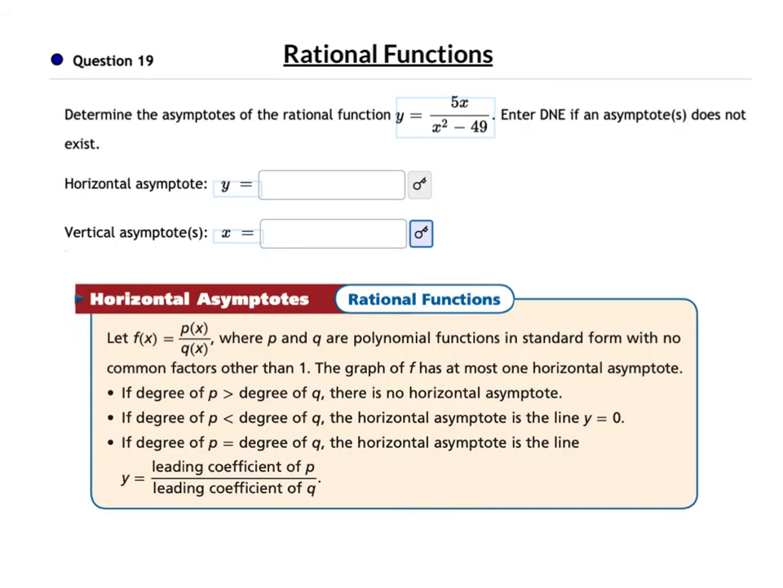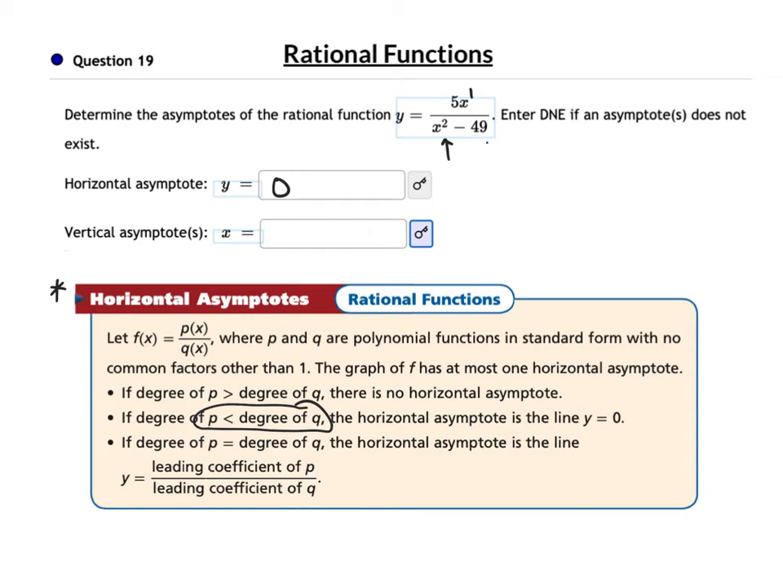Question 19 asks for the horizontal asymptotes first. Horizontal asymptotes follow these rules. Take a look at the degrees. The degree of the top one is 1, the degree of the bottom one is 2. The degree of the top is less than the degree of the bottom, which is this one. The horizontal asymptote is the line y equals 0.